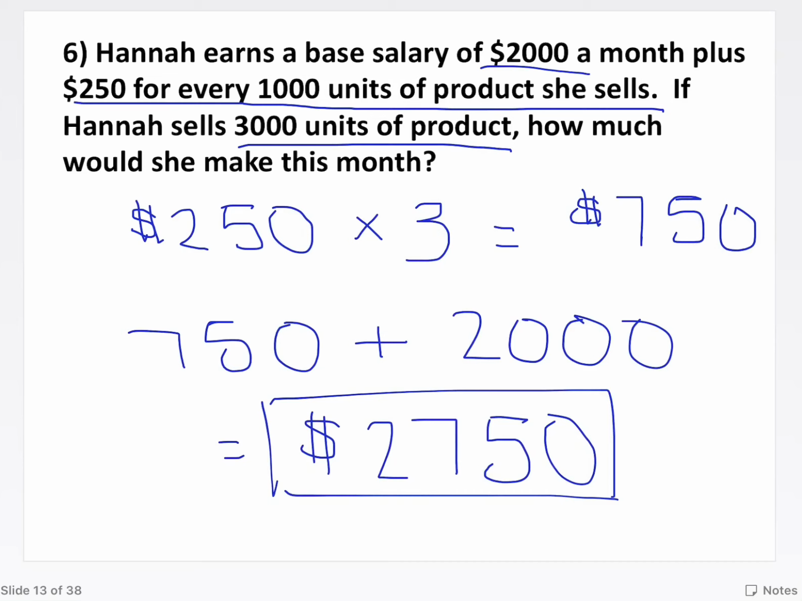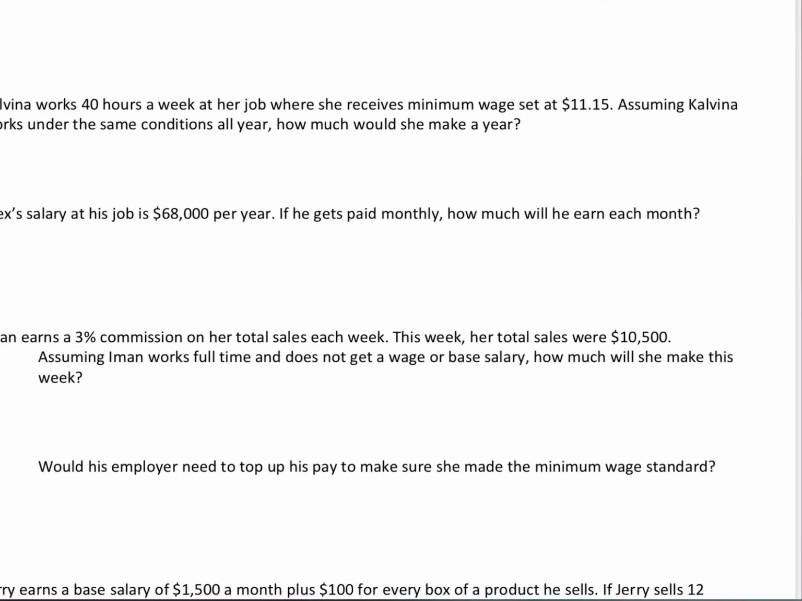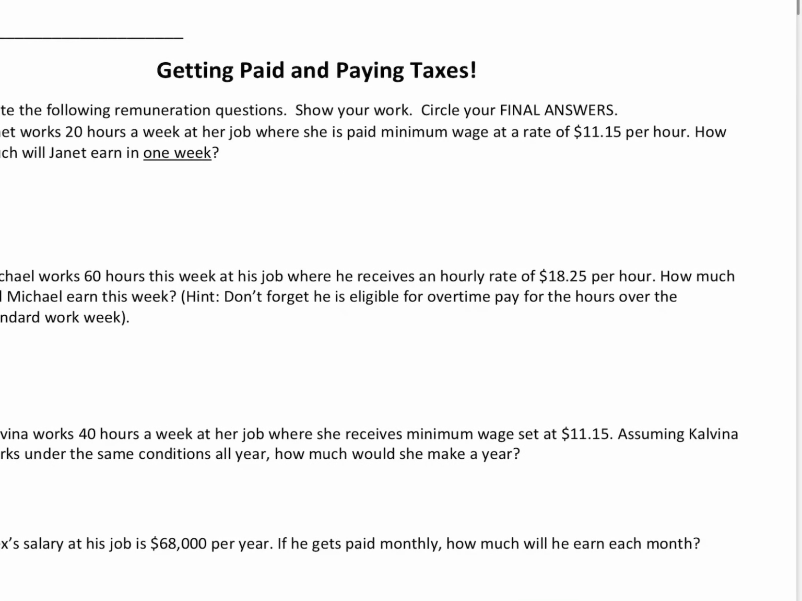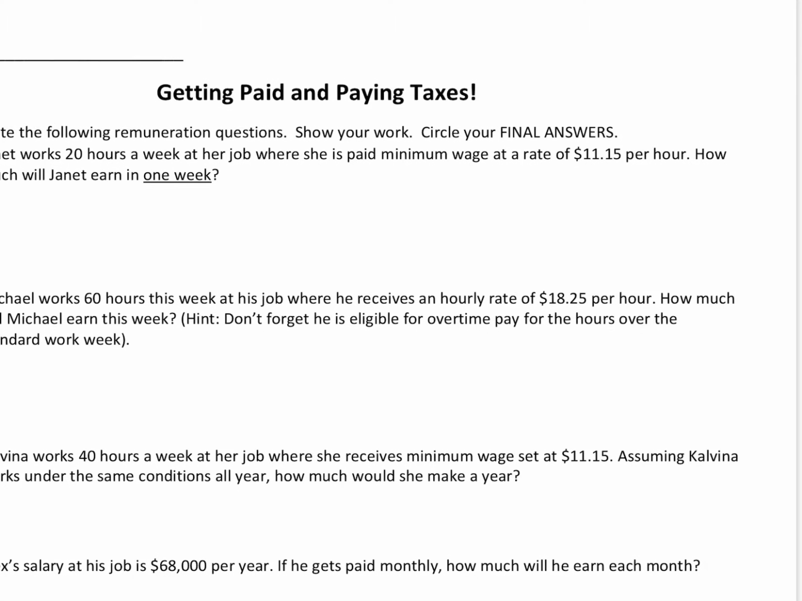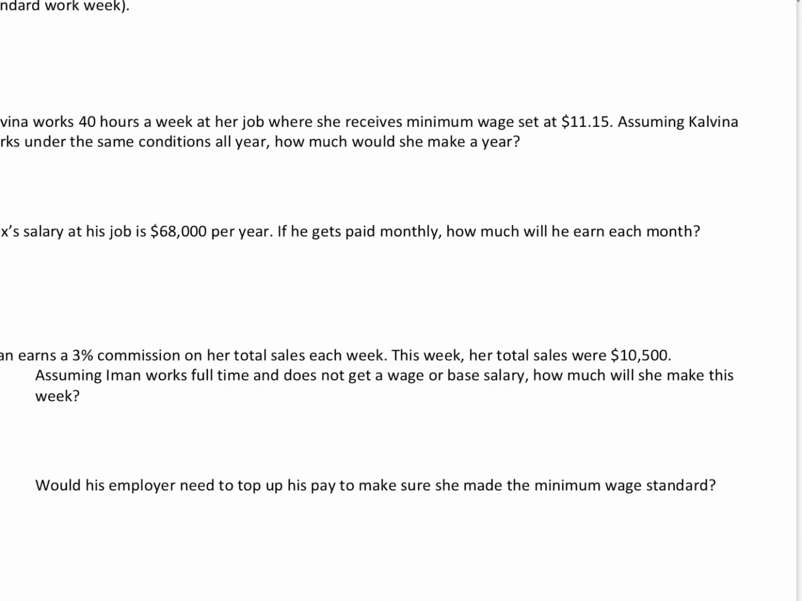All right, that's all the examples I have for you. What I would like you to do now is find the Getting Paid and Paying Taxes worksheet. Some of you have the hard copy. Some of you are going to have to find this on Edsby. I want you to do all of number 1. So A through G, number 1, please.